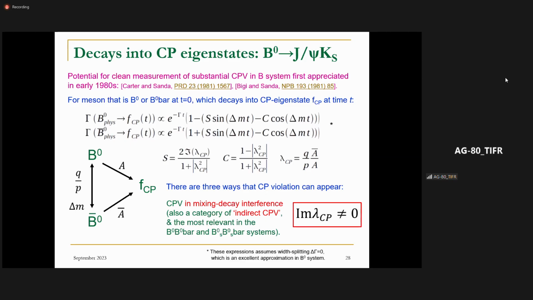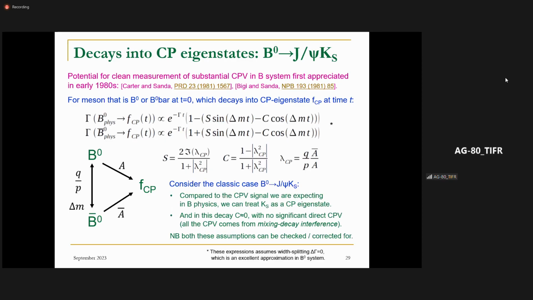What is key here, and what turns out to be significant, is this parameter lambda CP. If the phase of that is non-zero, then what this means in practice is you're getting interference between the decay and the mixing. There's a phase between these, and this gives you CP violation. This also is sometimes called indirect CP violation, and this is the most relevant for the cases we are discussing.